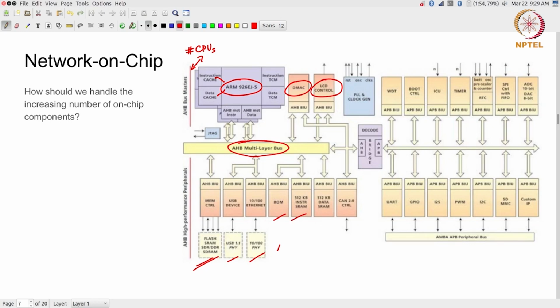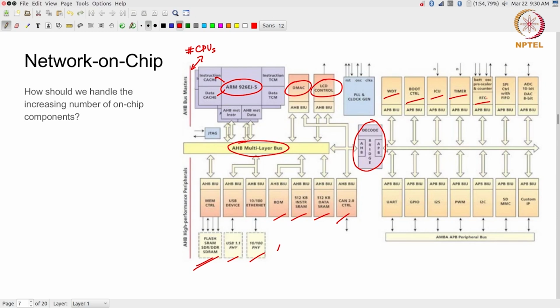There are some other instruction memory, data memory, a CAN bus, which is basically a controller area network, used for certain kinds of control applications. And then you have the bridge, the AHB to APB bridge, on the right side of which you actually have the slower peripherals. The slower peripherals include a watchdog timer, boot control, some interrupt control unit, timers, real-time clock. You already have something like this.